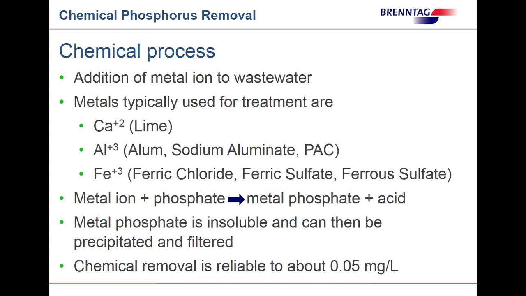So the metal ion bonds with the soluble phosphorus to form an insoluble metal phosphate. The metal phosphate can then be precipitated and filtered out. And chemical treatment of phosphorus is reliable to about 0.05 milligrams per liter. Next.